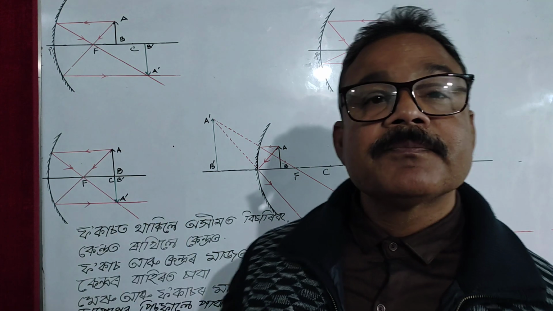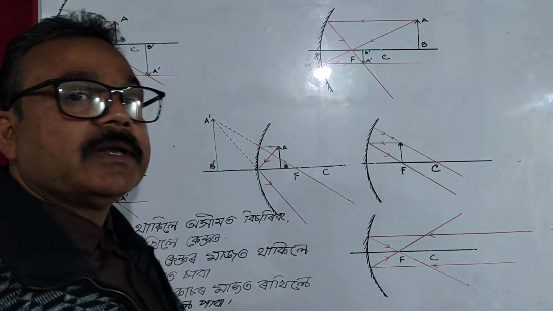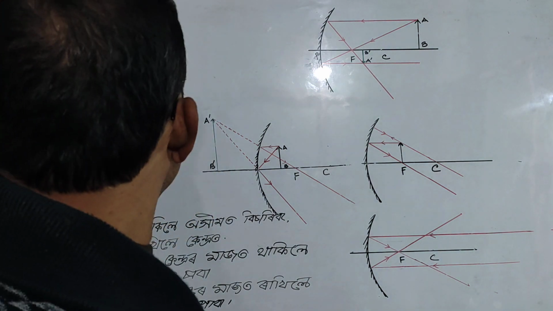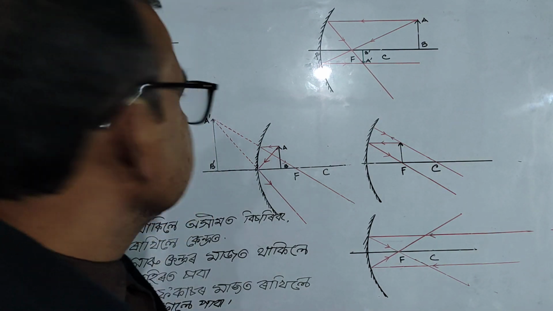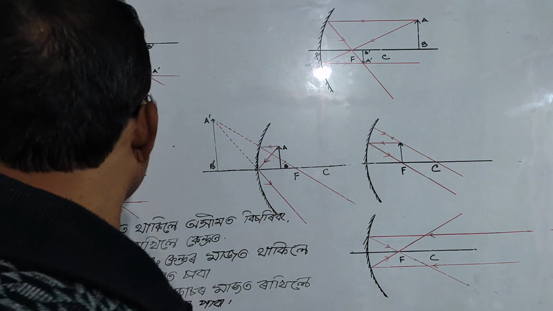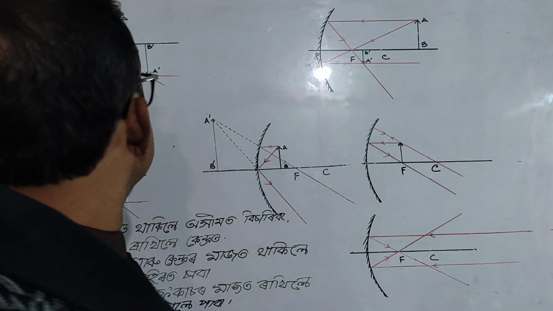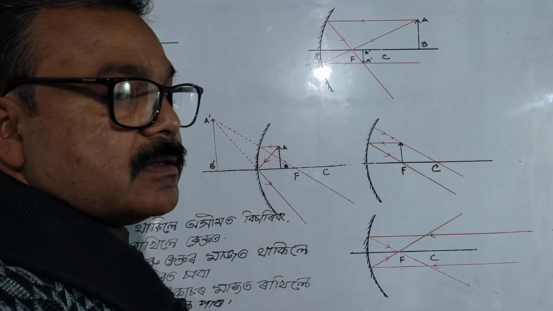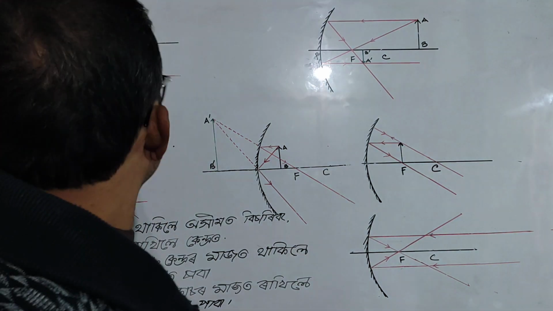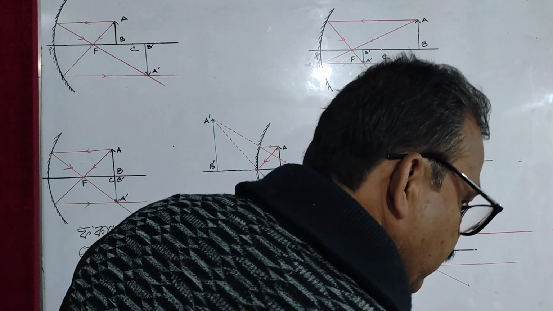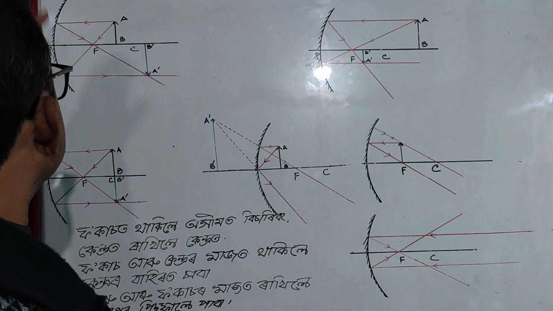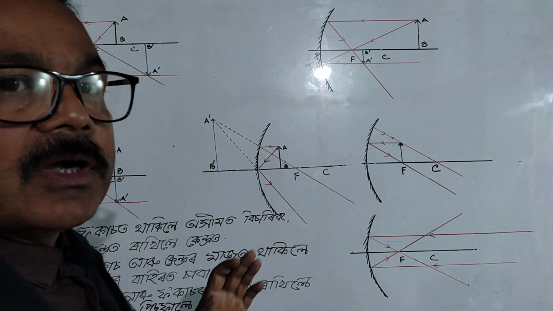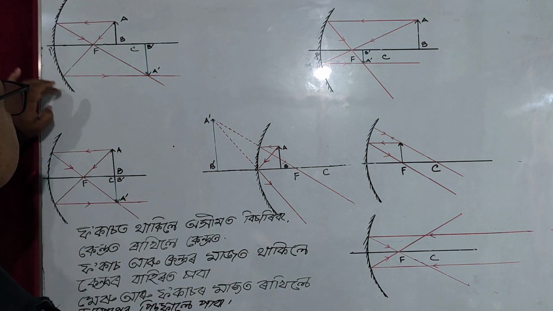Okay, then let's come. First of all, you have to draw the mirrors. Mirrors means curved mirrors. For the time being, we are talking about this concave mirror, and this is a concave mirror. The reflecting side is inward. Now first of all, you have to draw the mirror, and easily you can draw it with the help of your compass. Okay, now it is already drawn.